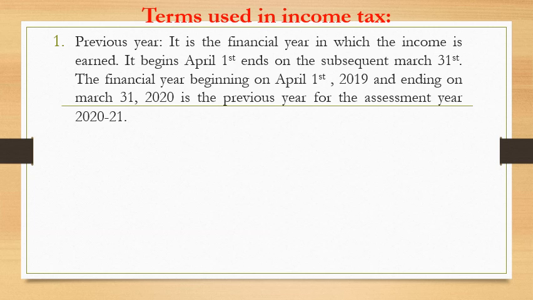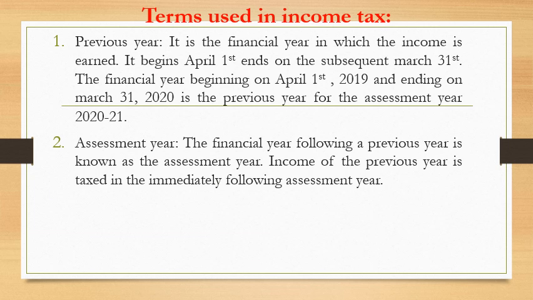Even today, in India, we follow the financial year as April 1st to March 31st of the subsequent year. What is this previous year then? The year previous to the current year is called the previous year. For example, the financial year beginning on April 1st 2019 and ending on March 31st 2020 is the previous year for the assessment year 2021.